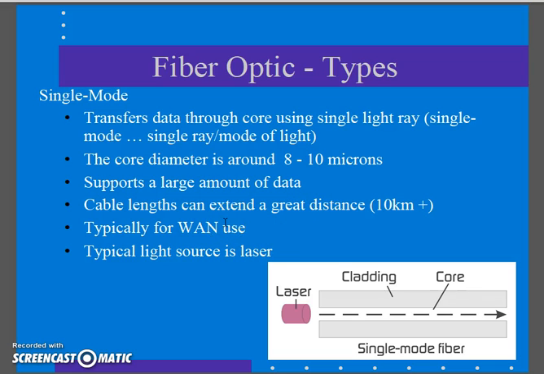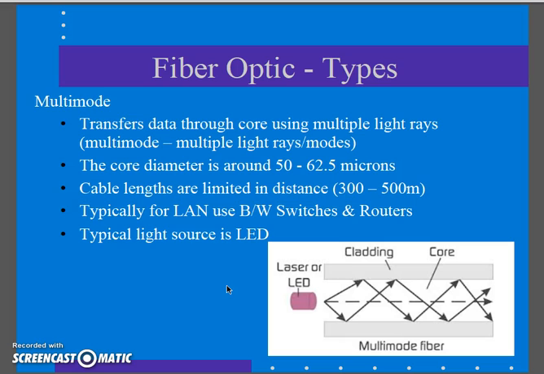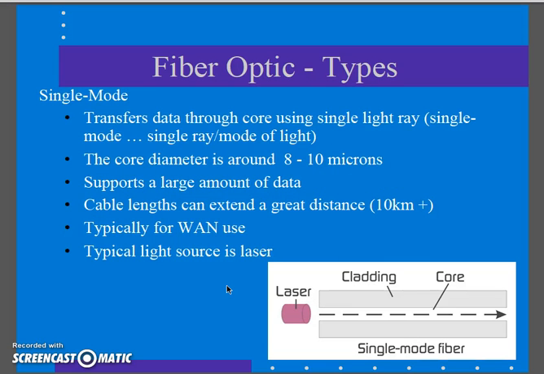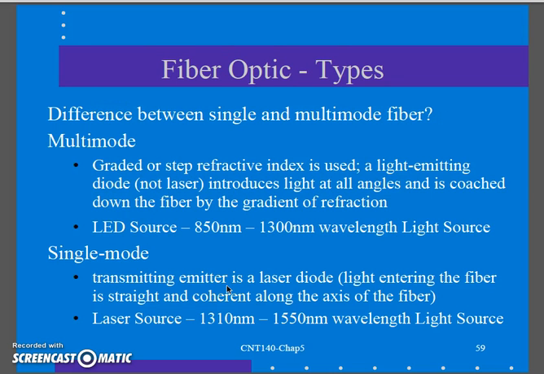Typically for WAN use, and again, my typical light source for this is laser. More expensive light source emitting a focused beam of light into the Singlemode to be able to go longer distances. So typically LANs I'm going to find multimode. Typically WANs I'm going to find Singlemode. That's kind of generalizing, but it'll get you sorted out on where you find them.